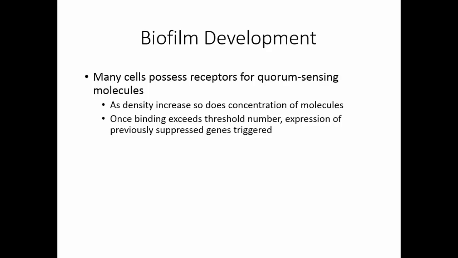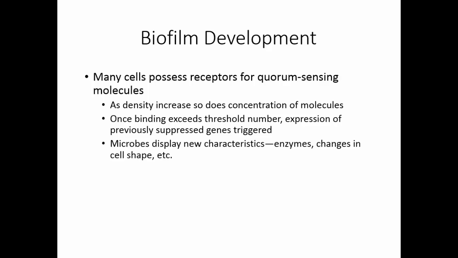Once the binding of microorganisms exceeds a certain threshold number, the microorganisms in the biofilm begin to express previously suppressed genes. Microbes now will display new characteristics. They will produce enzymes that they've never produced before, they will start to change their cell shape, and other changes will occur. The matrix also allows the members to concentrate so that they can conserve their resources.